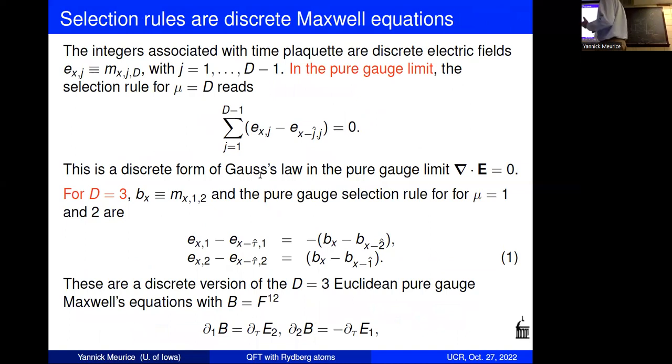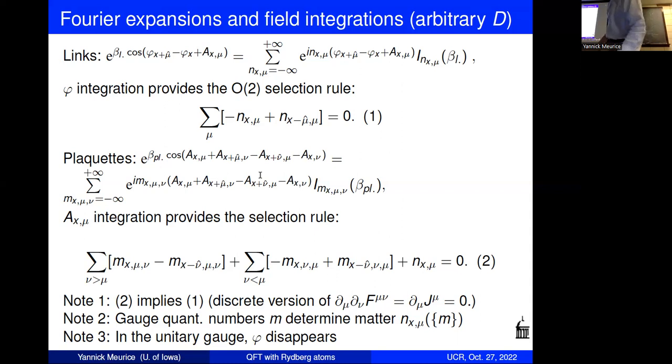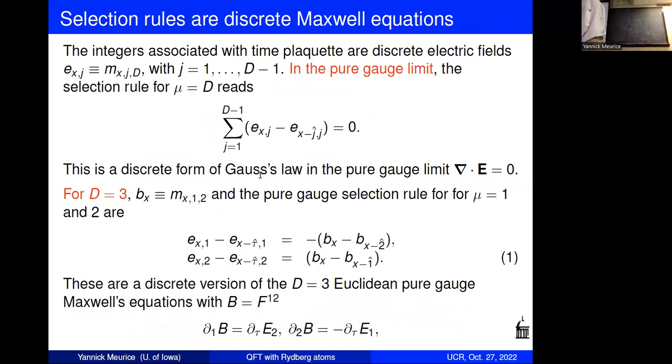So now, when you take the limit where you can decouple the matter field by taking this to 0, then you have a pure gauge, and these terms disappear. And so you get the discrete Maxwell equation. The E's correspond to space-time plaquettes. So this is a plaquette which has one edge in the time direction, and the other ones are in the space. So you get the Gauss law.